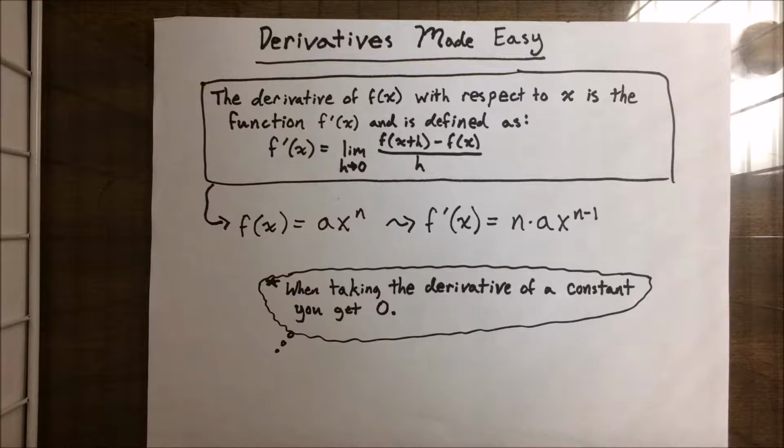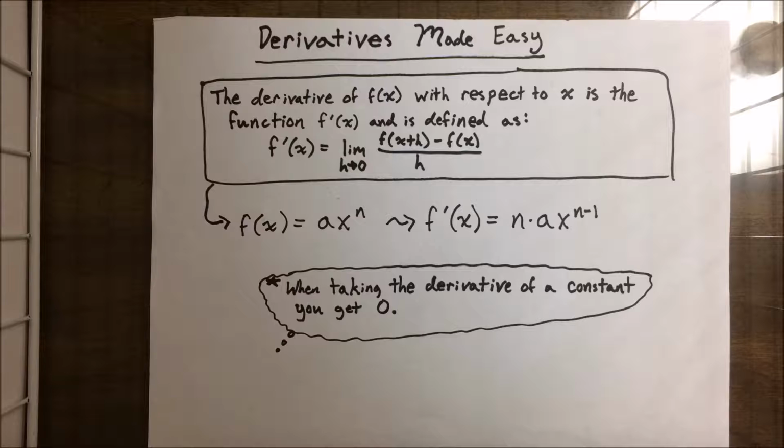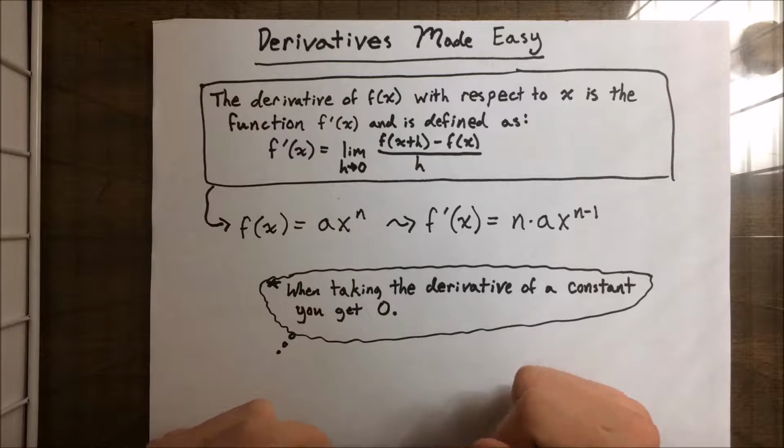I already did a video about the definition of a derivative, which is right here. The derivative of f of x with respect to x is the function f prime of x, defined as f prime of x is equal to the limit as h approaches 0 of f of x plus h minus f of x, all over h. That whole thing can be made a lot easier.